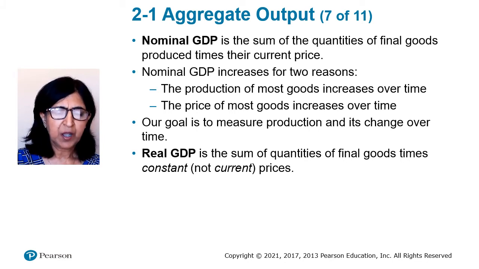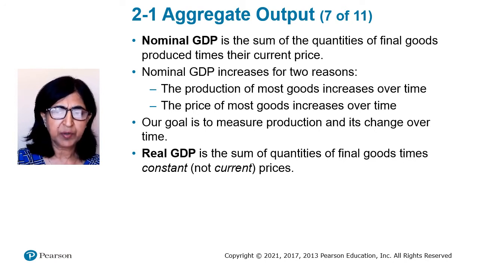Nominal GDP increases for two reasons. The production of most goods increases, and the price of most goods increases. Real GDP is the sum of quantities of final goods times constant, not current, prices.